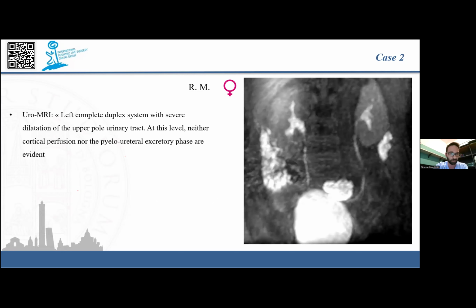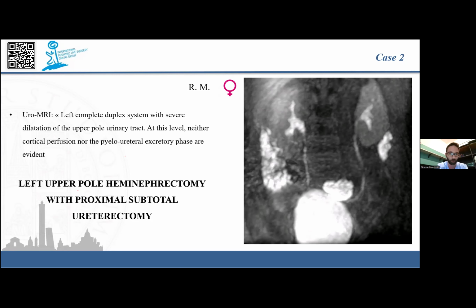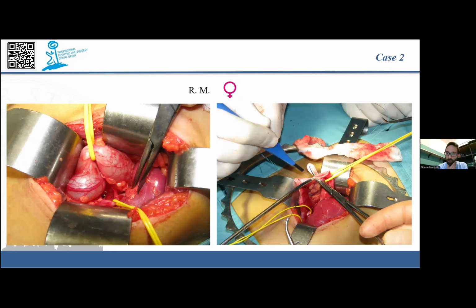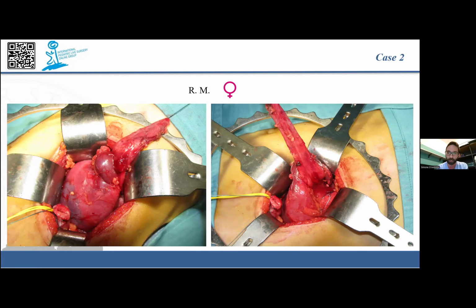the diagnosis of a left complete duplex system with a severe dilatation of the upper pole urinary tract. At this level, no cortical perfusion and no pielo-ureteral excretory phase are evident. So with this kind of situation, we opted for a left upper pole heminephrectomy with proximal subtotal ureterectomy. In these pictures from the surgical theater, you can see a very huge dilatation of the urinary tract and the performance of the upper pole heminephrectomy and ureterectomy.